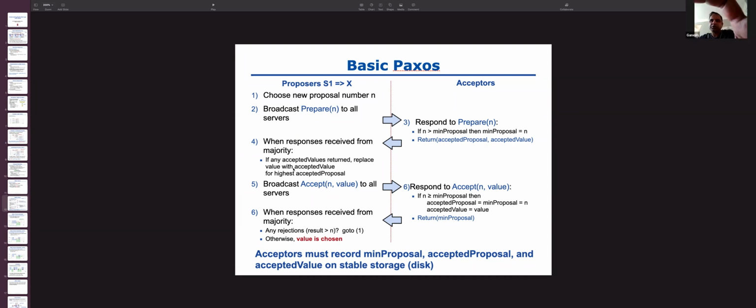So one quick question, on step number 3, the acceptor always responds to the proposer, is it? Whether it accepts the incoming number or not? Okay. Right. So if it has an accepted proposal and accepted value, yes, it will send it. Okay, so now I got it actually.